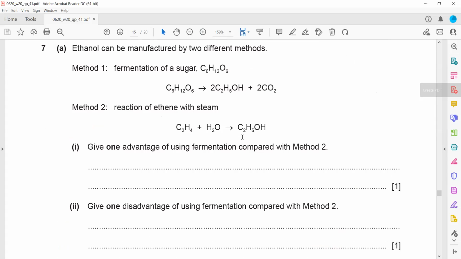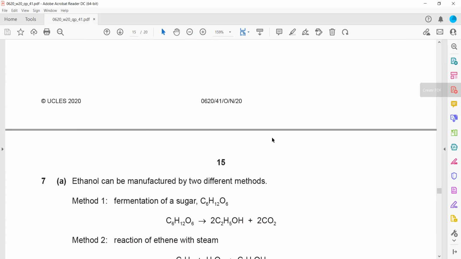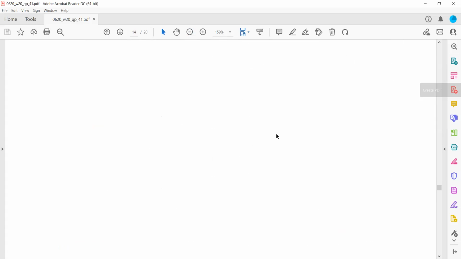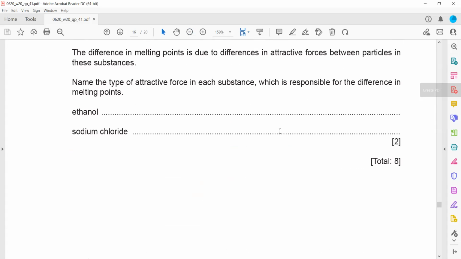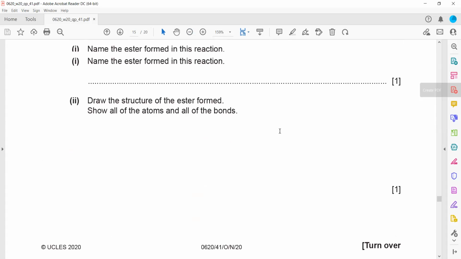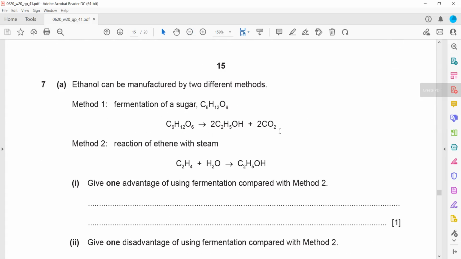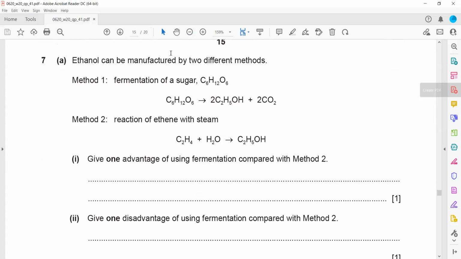The next question is also related to organic chemistry. See the first question of 16 marks, then the next question is of 8 marks. So about 24 marks out of 80 are totally based on organic chemistry.